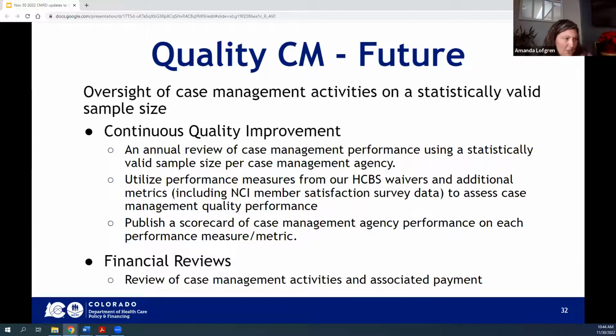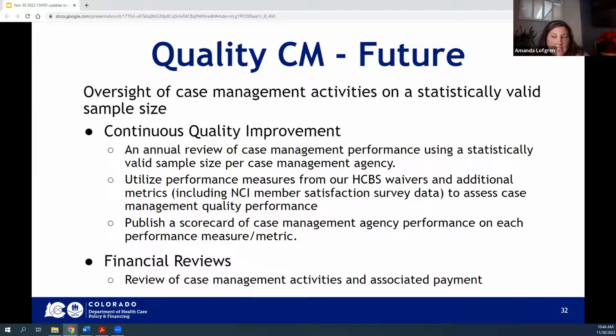These changes to case management oversight will allow the department to have better line of sight and hands-on oversight of case management agencies using that statistically valid sample size, and then be able to do targeted training and technical assistance in a more responsive manner with our case management agencies.